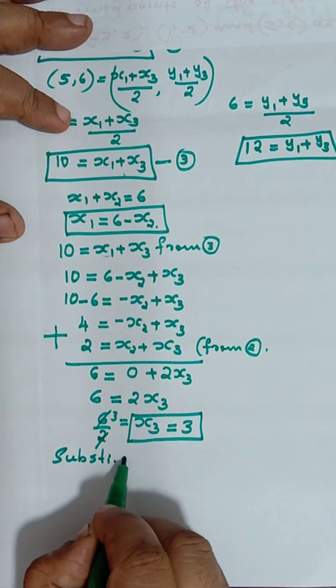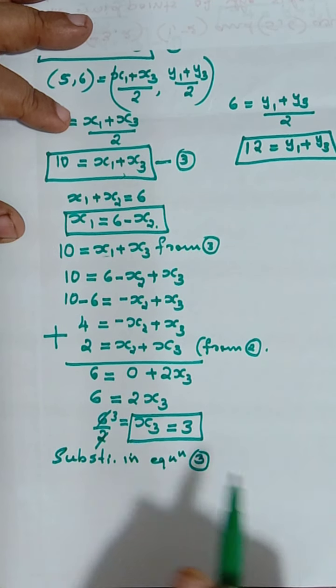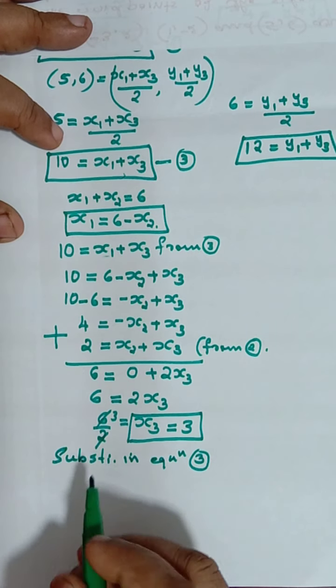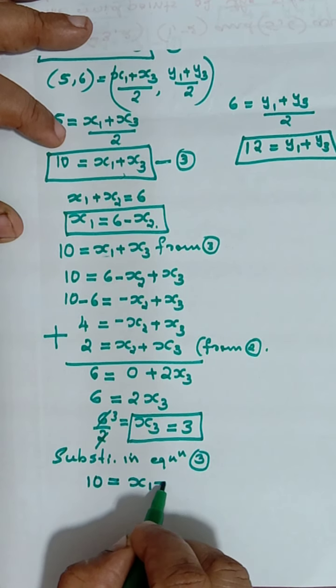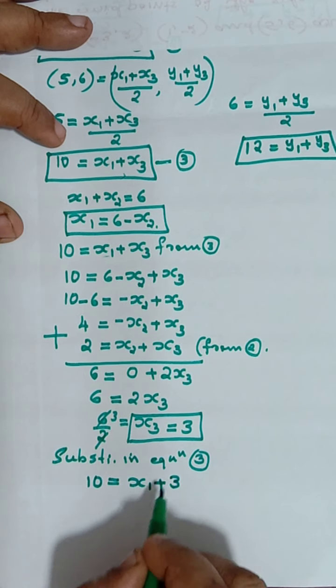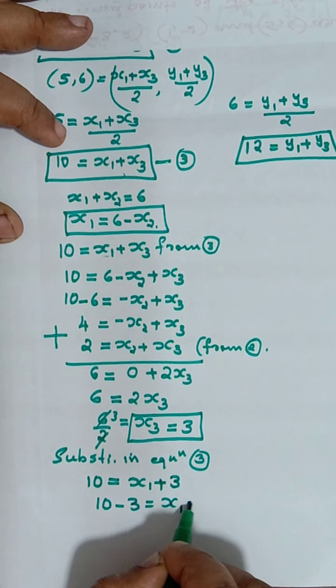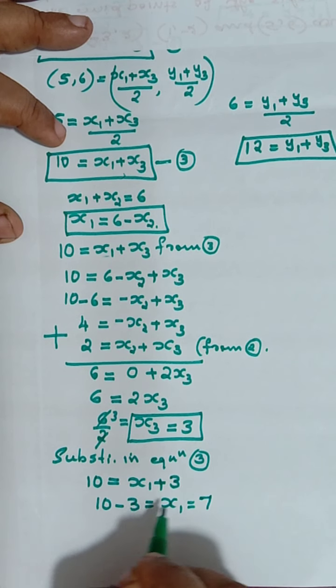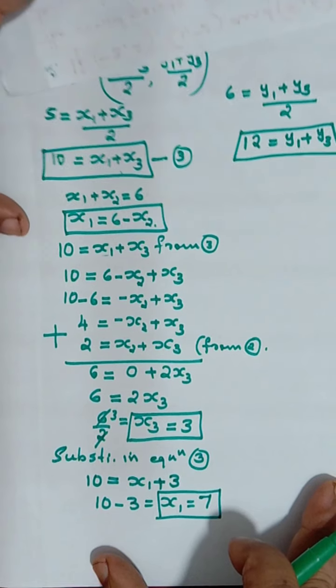Substituting in equation 3, because in equation 3 we have x3, therefore 10 equal to x1 plus x3 value 3. 10 minus 3 is equal to x1, that is equal to 7. Here we got x1 value also.